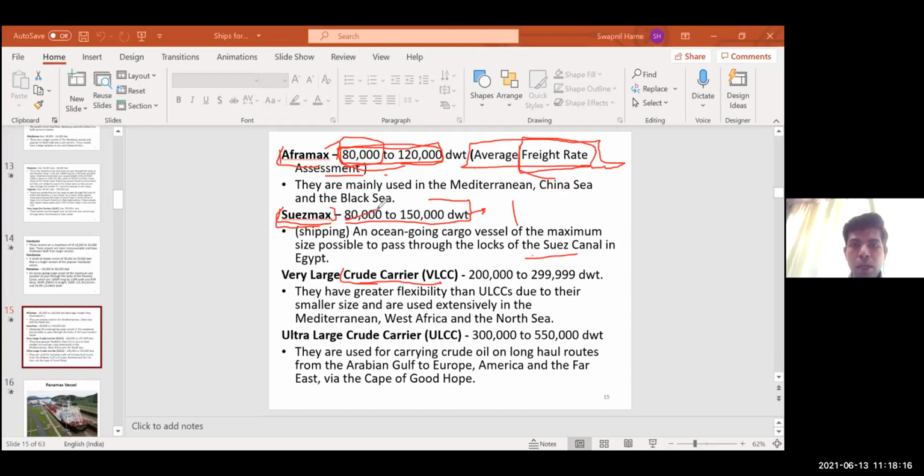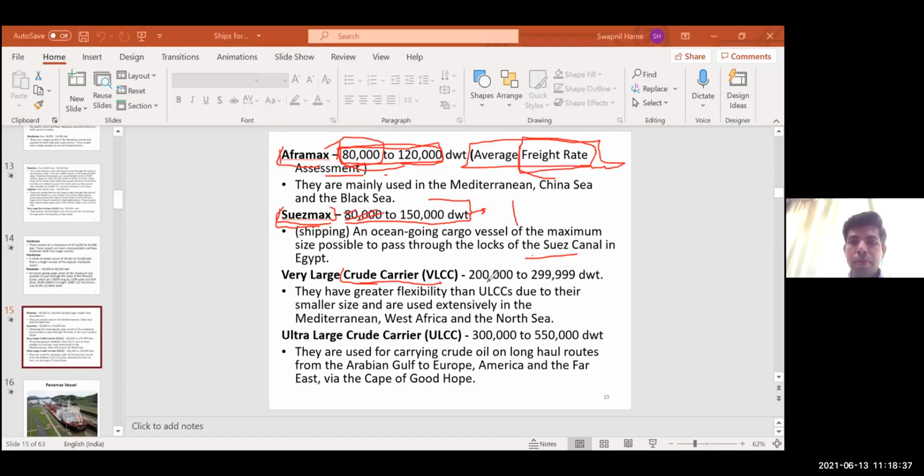Sir, but in exams we have to write the same as what is shown on the screen now. Nobody is going to ask you what is Suezmax. We are just in the introduction stage. Okay, sir. Nobody is going to ask you this particular thing.